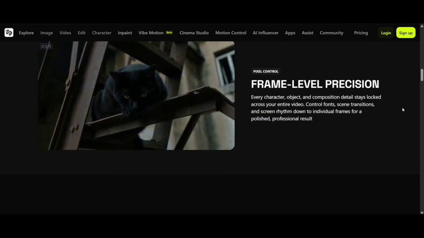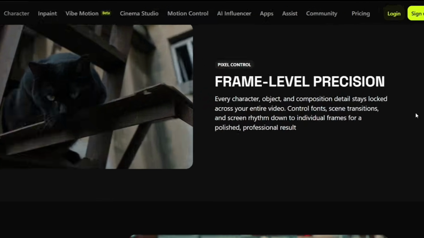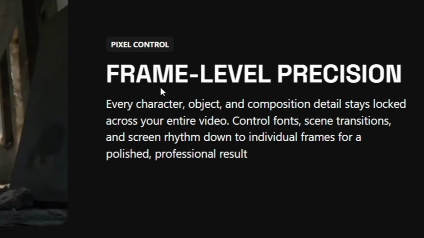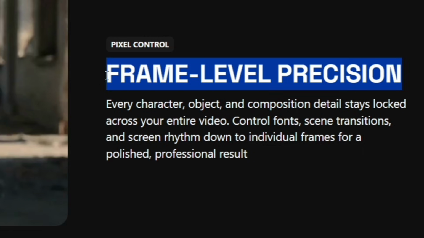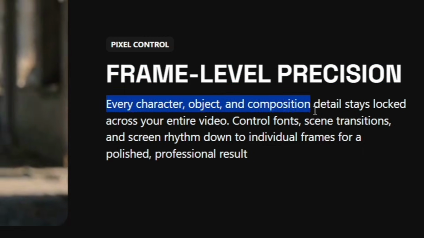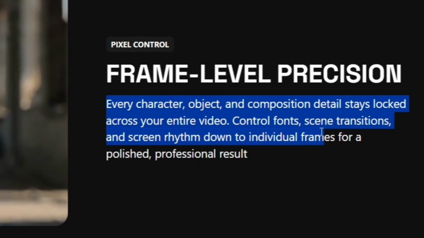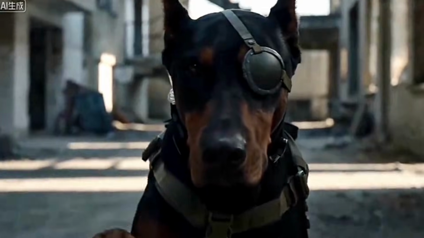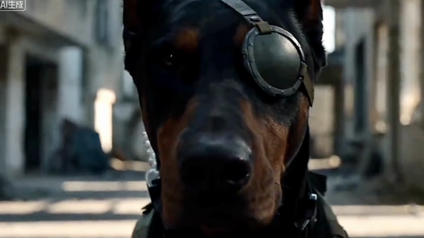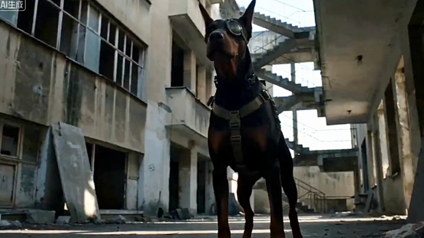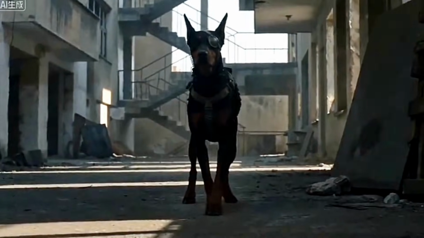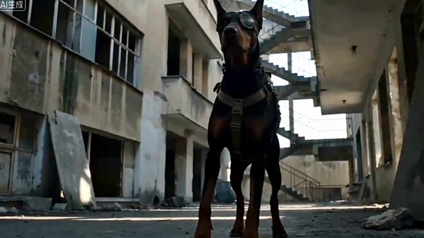Seedance 2 also introduces frame-level precision, which allows you to lock characters, lock objects, control composition, and maintain consistent framing. You can also control fonts, transitions, and scene timing. In one reference video, a dog remains visually consistent throughout the entire clip, while a cat appears in different positions, proving that Seedance can lock subjects very accurately.